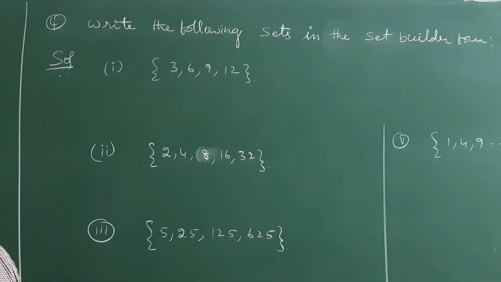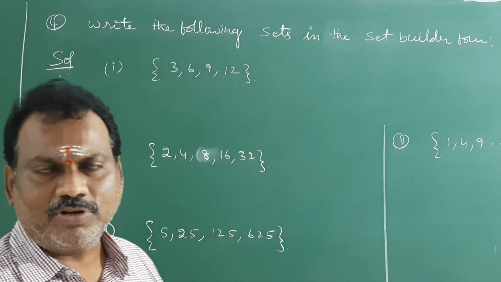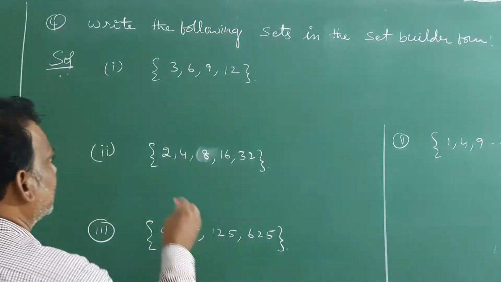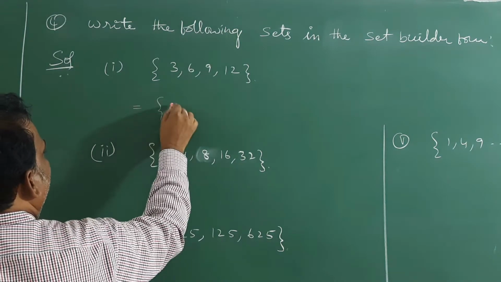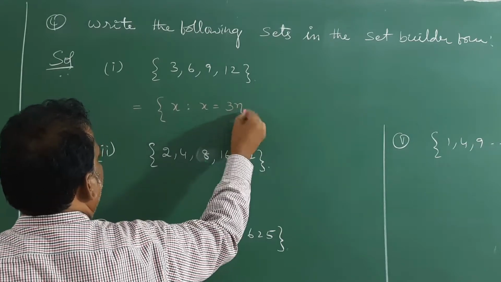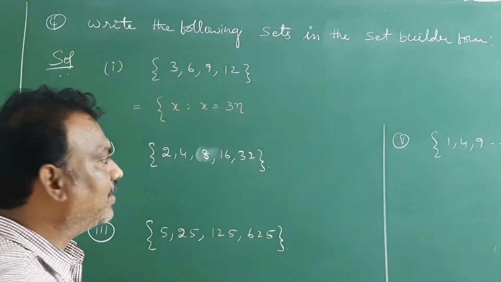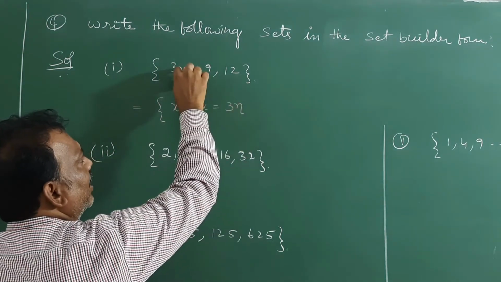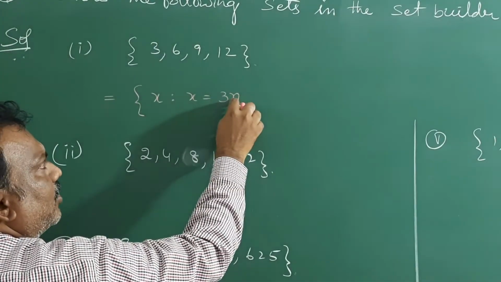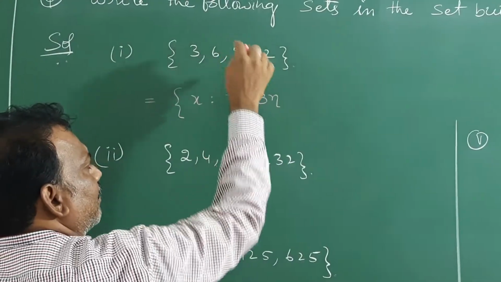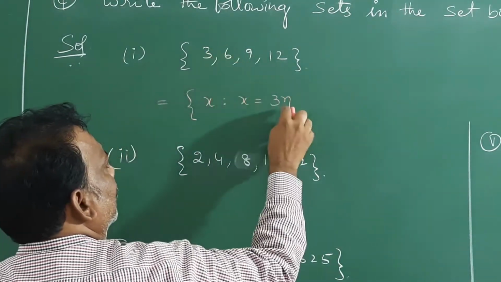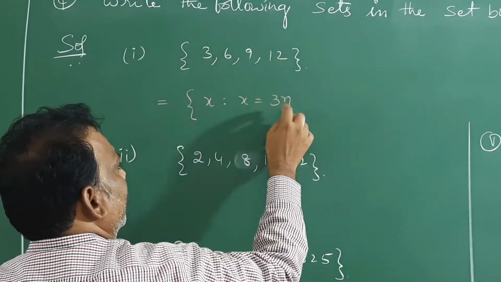Correct or not? 3 ones are, 3 twos are, 3 threes are, 3 fours are. So they are multiples of 3, and they possess one particular property. How to represent it? Very simple. See, students, set of x such that x is equal to 3n, because they are multiples of 3. If you substitute n as 1, you will get the first number; 2, the second number; 3, the third number; 4, the fourth number; and it goes on. So if you substitute 1, 2, 3, 4, you will get 3, 6, 9, 12.